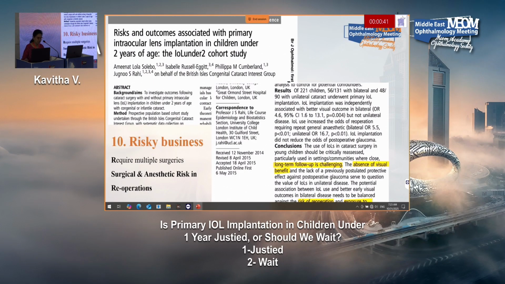The last commandment is the risky business. These children require multiple surgeries, and definitely it carries surgical and anesthetic risk when there are reoperations. We have to weigh the balance between the benefit and the complications, and each child is different. We have to consider the age, of course, the eye, and the surgeon's experience. So let us not carry home the point that an IOL can be implanted in these small eyes. Not only that, it affects the neurodevelopment of this child, that is, multiple surgeries and anesthesia risk.